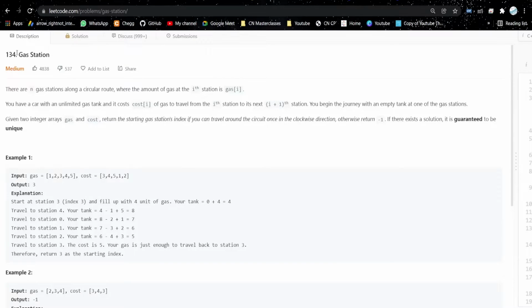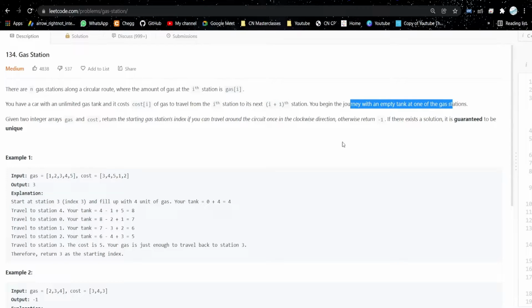So the problem is gas station. There are n gas stations along a circular route where the amount of gas at the ith station is gas[i]. You have a car with an unlimited gas tank and it costs cost[i] of gas to travel from the ith station to i plus 1. So from ith to i plus 1, cost[i] gas is used.